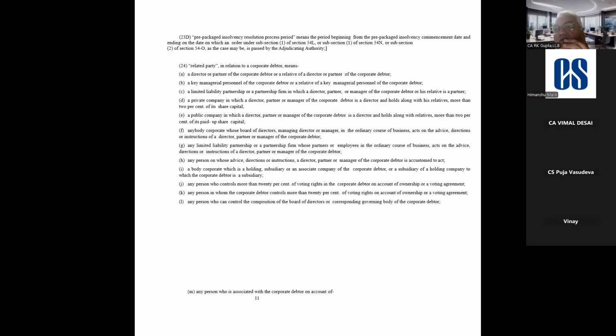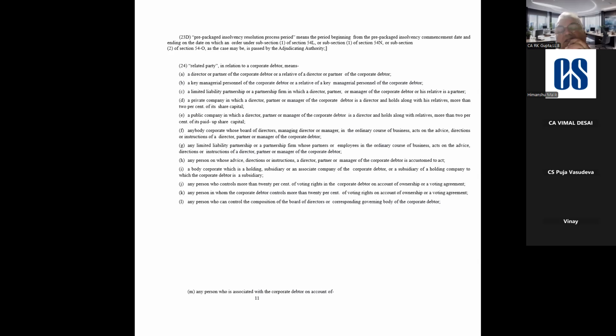Related party is a very important concept in the case of a corporate debtor. First of all, we have to see the definition of corporate debtor, which we have seen. The definition of corporate debtor is a corporate person who owes a debt to any person, right? This definition we have seen. Now, this corporate debtor may have entered into transactions with two types of parties. There could be unrelated parties. There could be related parties.